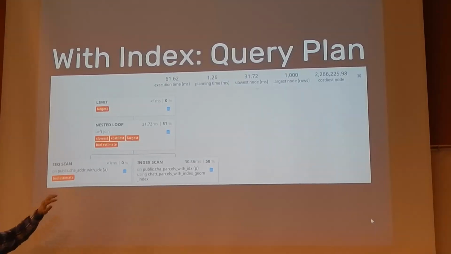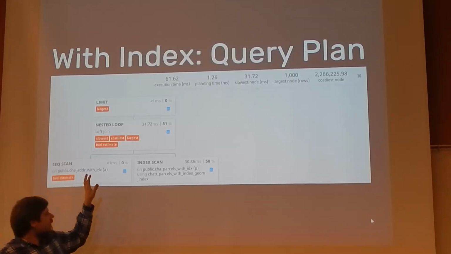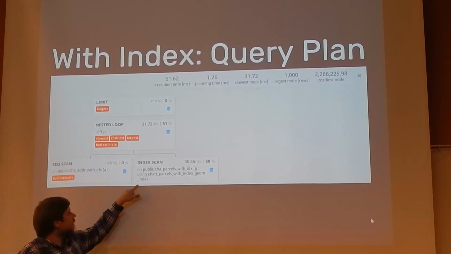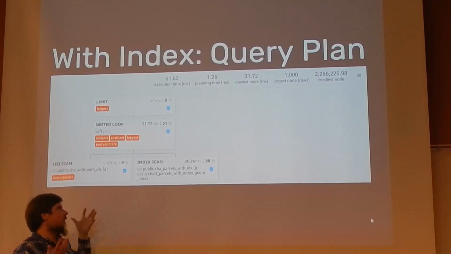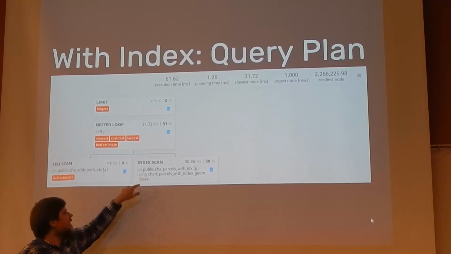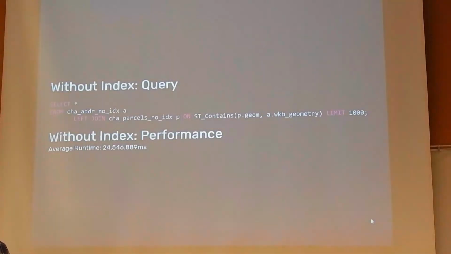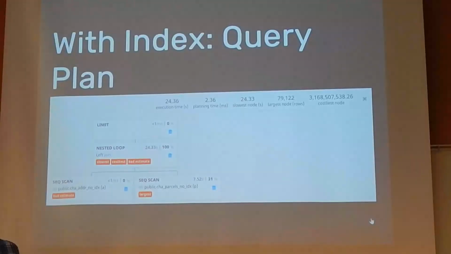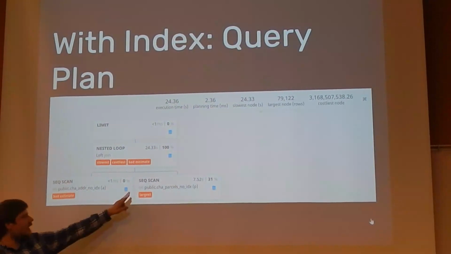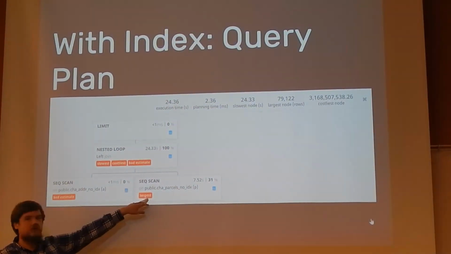In this case, it had to do a sequence scan for the address table, but since it saw the query could use the index, it did for the parcel data. So this is without the index. It's the same query, but it took almost 25,000 milliseconds. And here's the query. It's pretty similar, except you can see here it had to do a sequence scan on the parcel table.